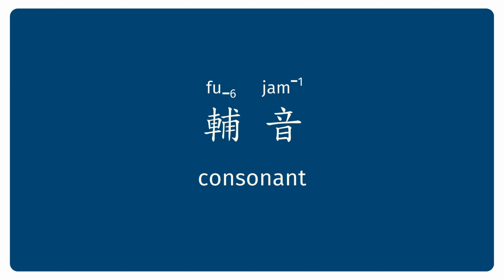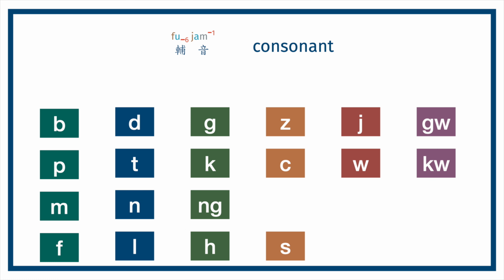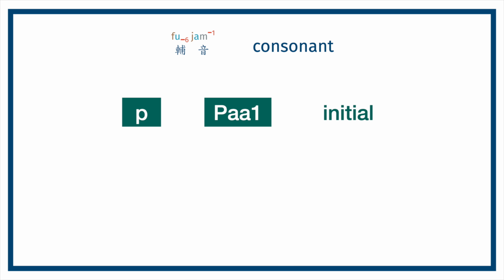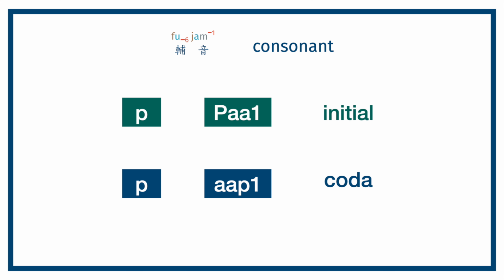This video is about Cantonese consonants. There are 19 consonants in total. When consonants appear at the beginning of the syllable, we call it an initial. When it appears after a vowel, we call it a coda. In this video, we will focus on the initial part first.